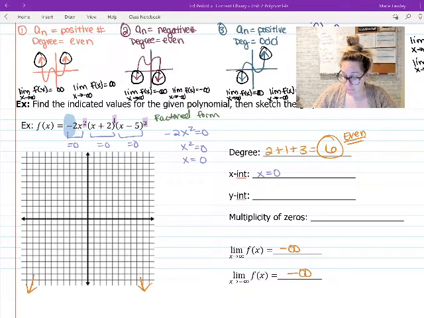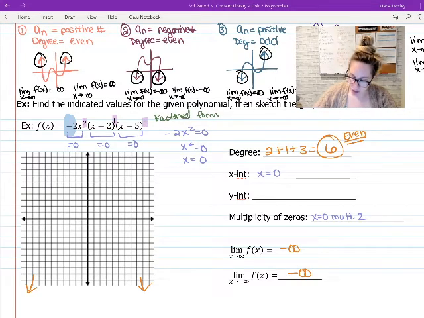Now, this does happen twice. So we can go ahead and jump down to multiplicity of zeros. Because this has an exponent of 2, that tells me that this 0 happens 2 times, which means it has a multiplicity of 2. So x equals 0 has a multiplicity of 2.